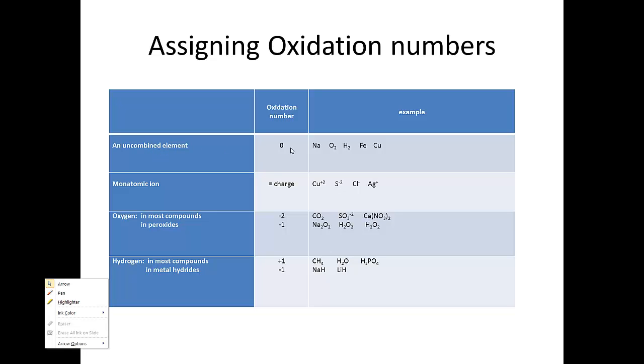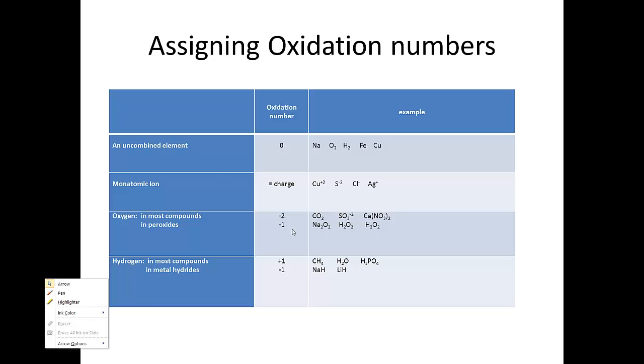An uncombined element, any neutral element, here are some examples, has an oxidation number of just 0. If it's just an ion, and we're going to start doing some net ionic equations, which means cutting out the garbage and focusing on what's happening, then the oxidation number is just its charge. Silver would have an oxidation number of +1, chloride -1, sulfur -2, and this copper would be a +2. Those are the easy ones.